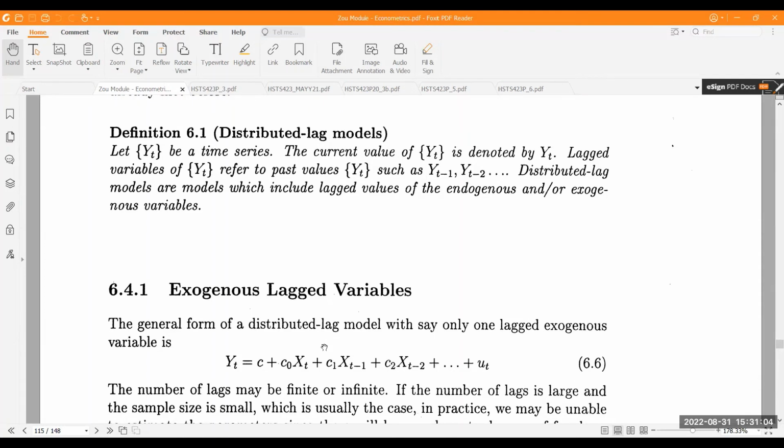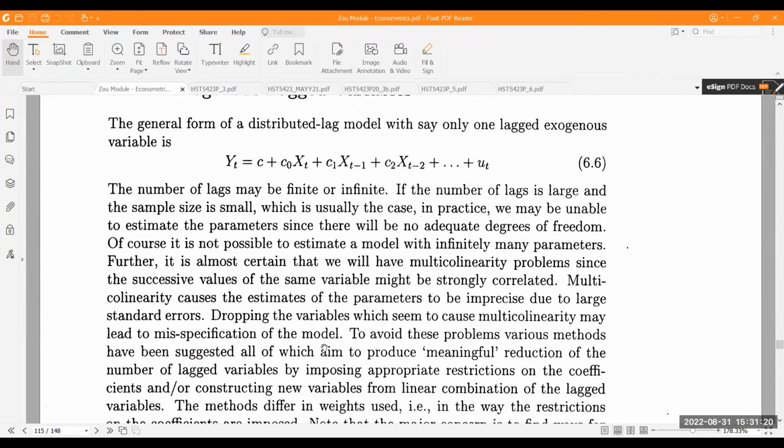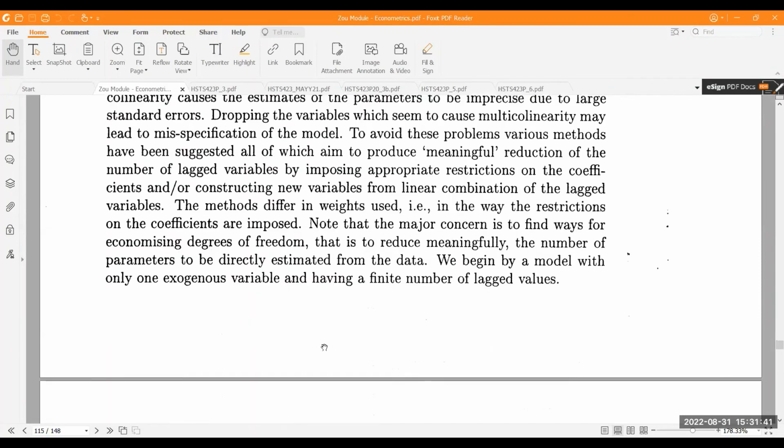Okay. Now, let's talk about the exogenous lagged variables first. Then we move on to the endogenous lagged variables. So for the exogenous, the general form is given by that: Yt is equal to C plus C naught Xt plus C1 Xt minus 1, plus up to the next. That is, we are regressing Yt versus C and the lagged variables of Xt. Is it clear? So I'll skip that.